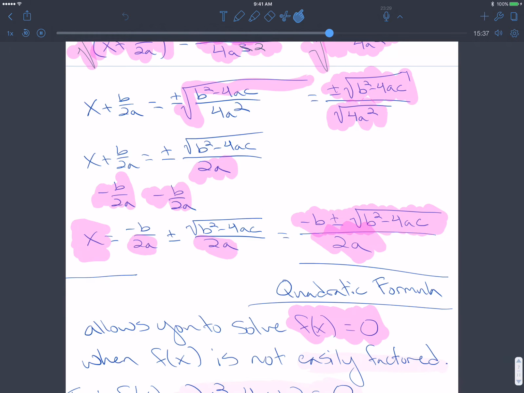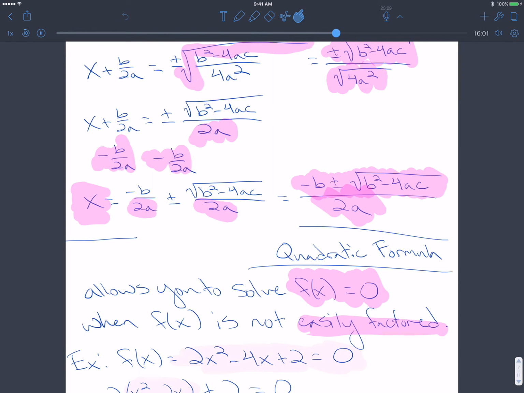This is especially useful if your function is not easily factored. If you can factor your function, that is a lot easier than applying the quadratic formula. But the nice thing about the quadratic formula is that it's always going to give you your answer. So if factoring is just not going to happen, quadratic formula will get you there. So let's look at an example with actual numbers.